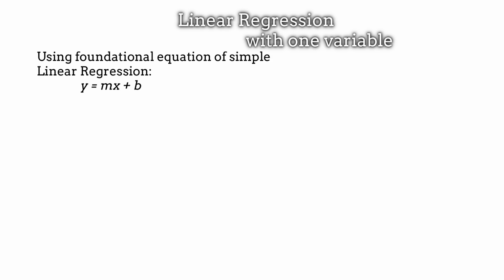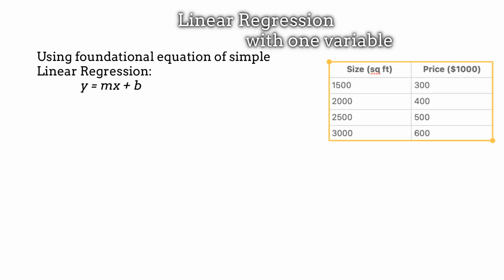The slope m of the line shows how much the price changes with each additional square foot of size, and the y-intercept b tells us the predicted price when the size is 0, which, while not practical, helps define our line. Let's consider some example data to illustrate our linear regression problem.